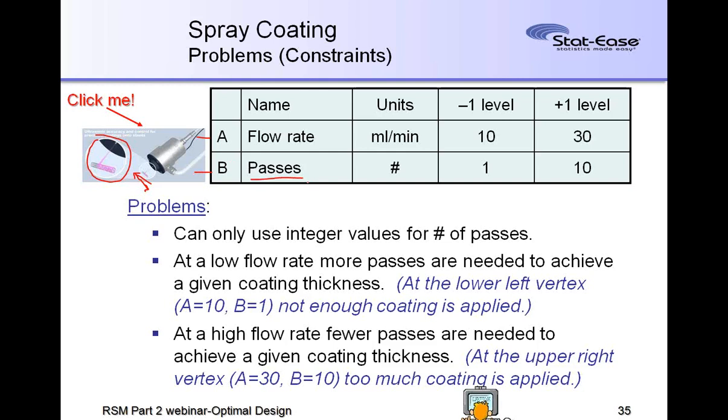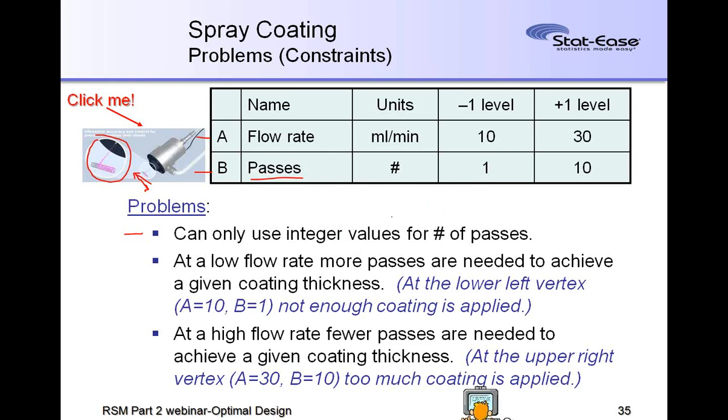The key on the number of passes is you must do a full pass or you won't have an even coating. If you only did a half of a pass, you're only going to coat half that stent. So we must have an integer number of passes. 1, 2, 3. You can't have like 3.5. You just have those integer numbers.